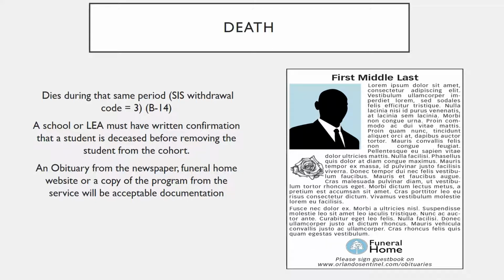Unfortunately, many students may not make it to graduation. In the event that a student dies, the SIS withdrawal code is 3. A school or LEA must have written confirmation that the student is deceased before removing the student from the cohort. An obituary from the newspaper, a program from the service, or the funeral home website obituary can be used to remove the student from the cohort.